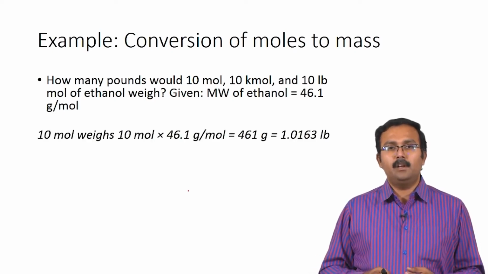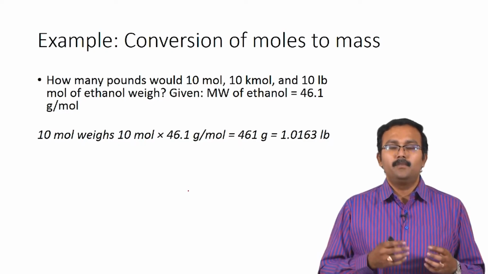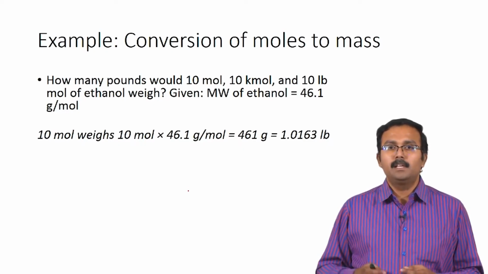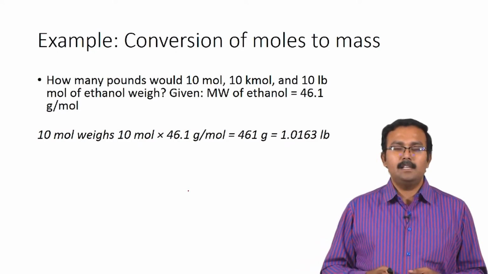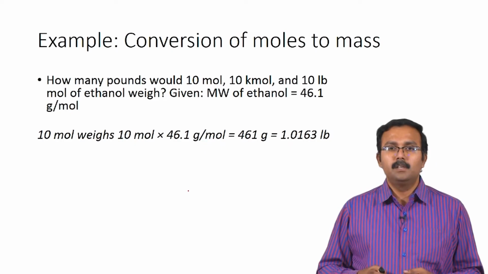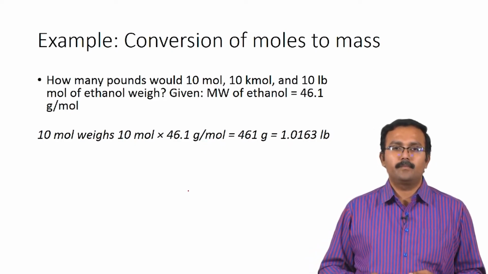10 moles of ethanol would weigh 10 moles times the molecular weight, which is 46.1 grams per mole, giving you 461 grams. Converting this 461 grams into pounds, we would get 1.0163 pounds.